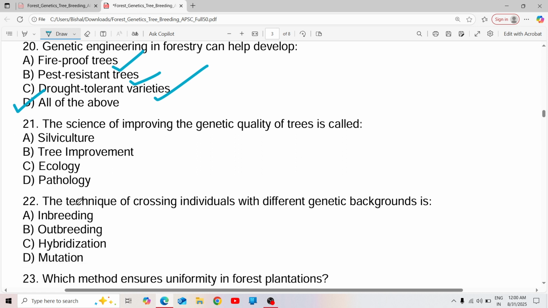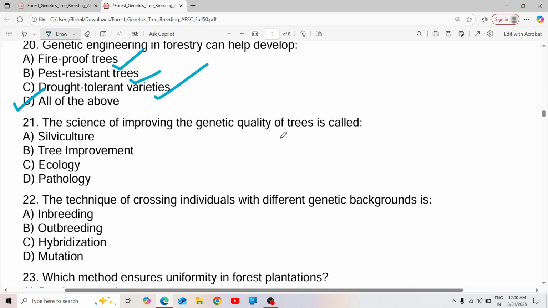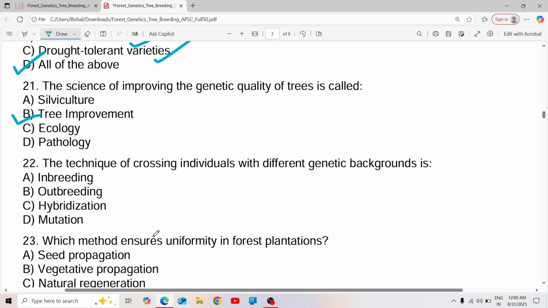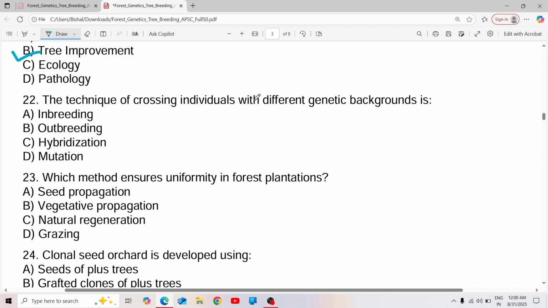Question number 21. The science of improving the genetic quality of trees is called what? It is called tree improvement, which is the correct answer. Question number 22. The technique of crossing individuals with different genetic backgrounds is: inbreeding, outbreeding, hybridization, and mutation. So the correct answer is hybridization.